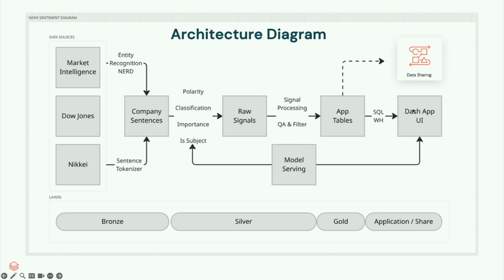So our application is a Plotly Dash app, which directly connects to the gold tables via serverless SQL warehouses. So that just pulls the data on demand in the application. And then each of our 4 models are also set up on model serving as API endpoints that can also be queried on demand.